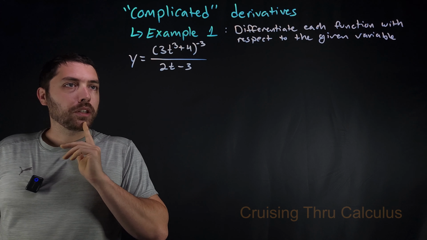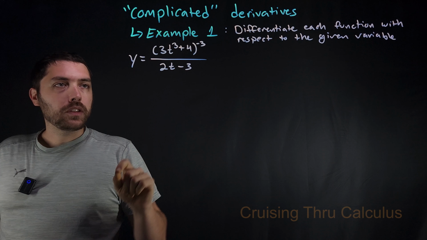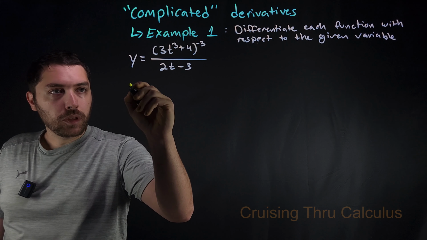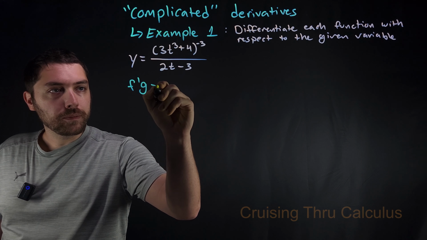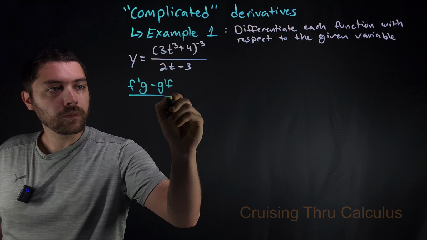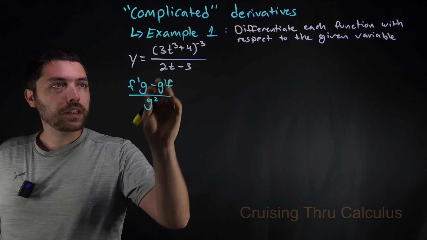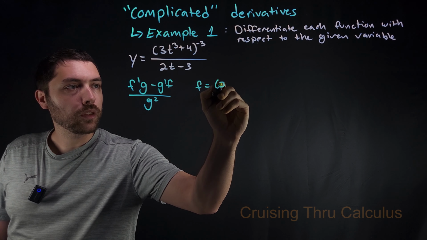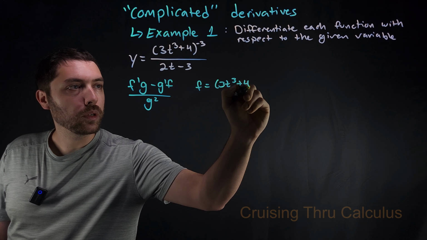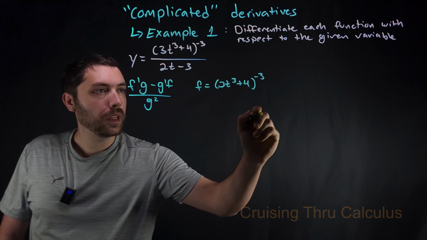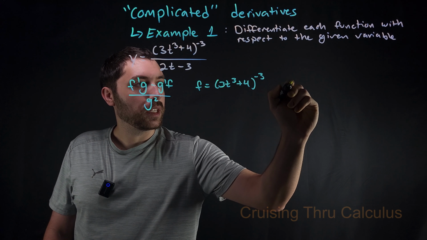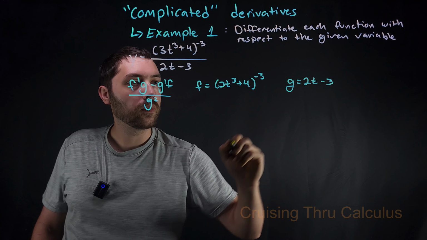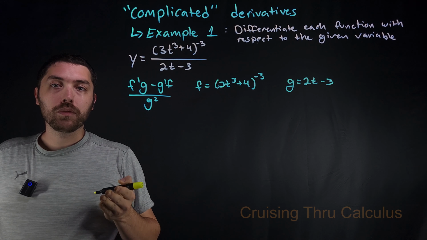The very first thing I notice is that we are dividing these two pieces here. So that immediately makes me think that we need the quotient rule. So let me write down the quotient rule here. And then let me identify the top and bottom pieces. Our top piece is the quantity 3t cubed plus 4, to the negative 3. And our bottom piece is the 2t minus 3.